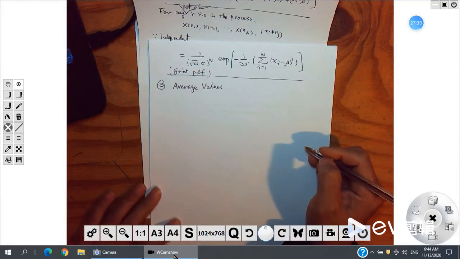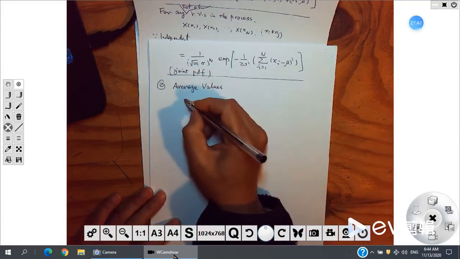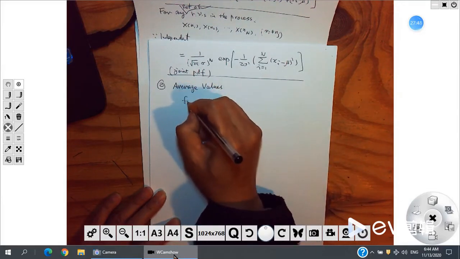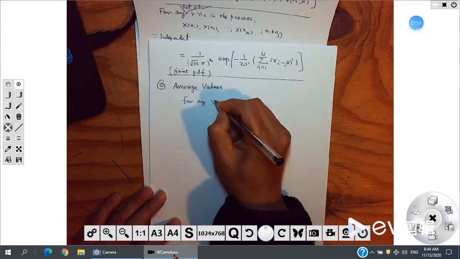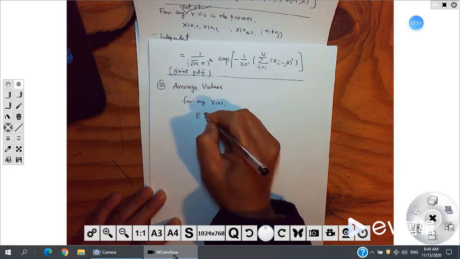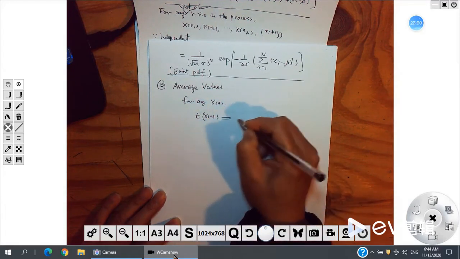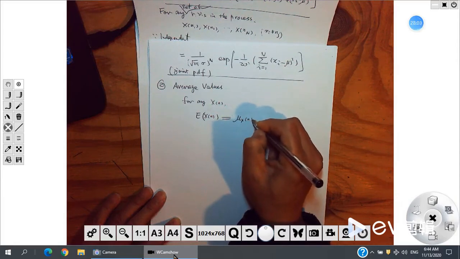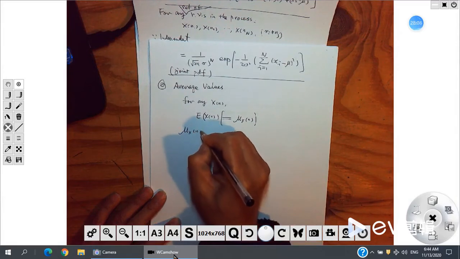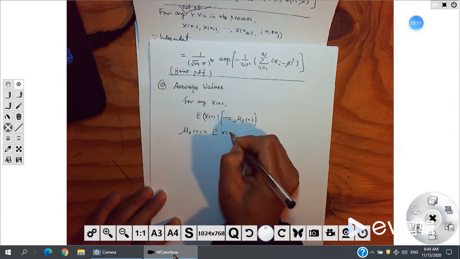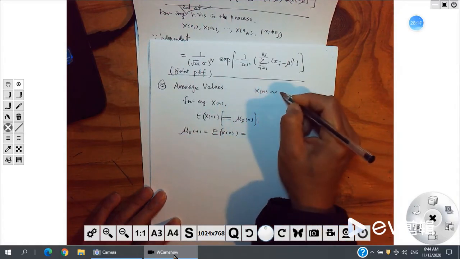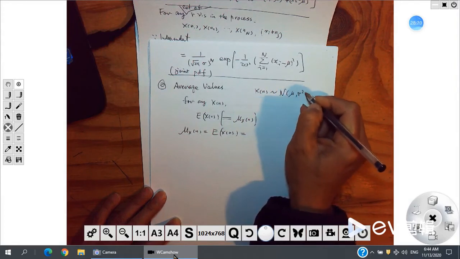We have several kinds, right? The first one is mean value, E of x, for any x. So for any x of n, we have E of x of n. We have notation. We denote this as mu x of n. Okay, I just write this. Mu x of n will equal E of x of n. And we know x of n obeys the normal distribution with mu, sigma square. So this one is just mu.